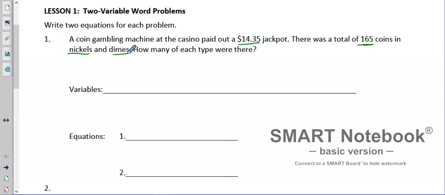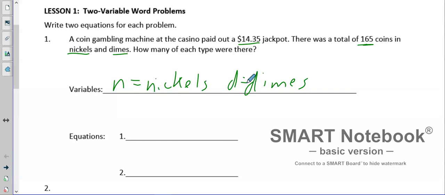Well, first off, we want to name our variables. Now, a lot of people will just use X and Y and say X is nickels or X is dimes and Y is vice versa. But a lot of people like to, in real world problems, use letters that go with what they're talking about in the problem. Doesn't matter what you do. I like to use the letters that go with the story problem, usually. There are some exceptions depending on the letter.